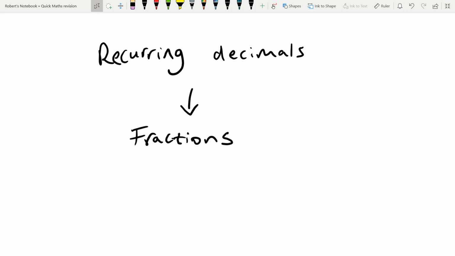Hello and welcome to Quick Maths Revision, where today we're going to be going over how to convert from recurring decimals to an exact fraction. So before we go into how to convert, it would make sense to first understand what a recurring decimal is.